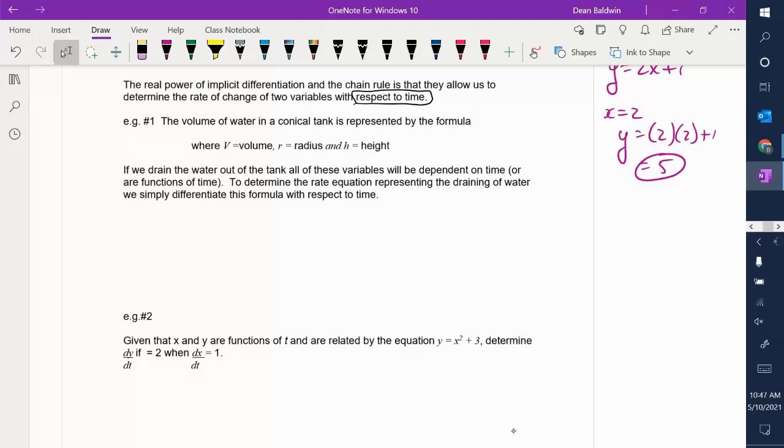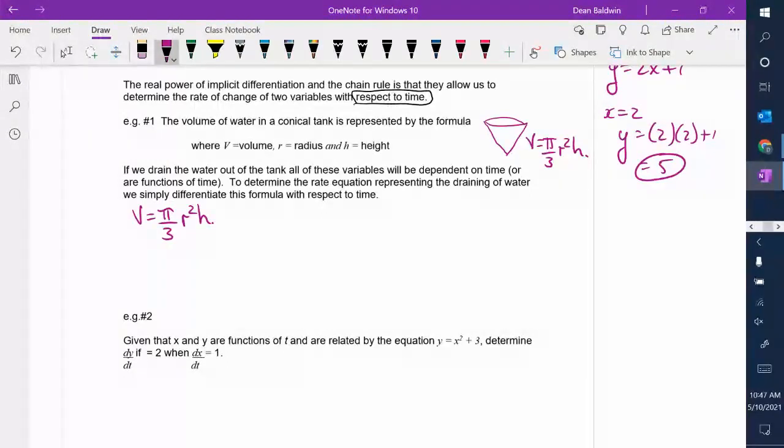if we have volume of water in a conical tank, that just means a cone. When I say conical, I will give you all the formulas for shapes. All right, so we have a cone. Formula for volume of a cone is pi over 3 r squared h. I would give you that formula in an assignment or a test.